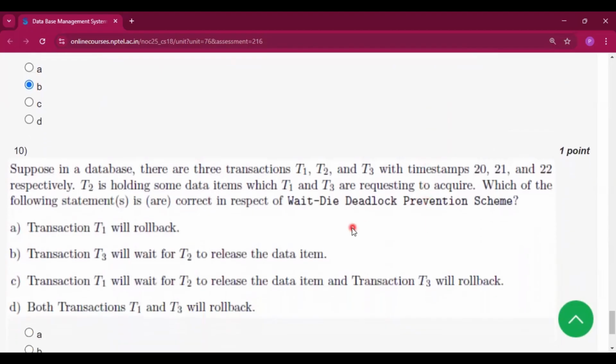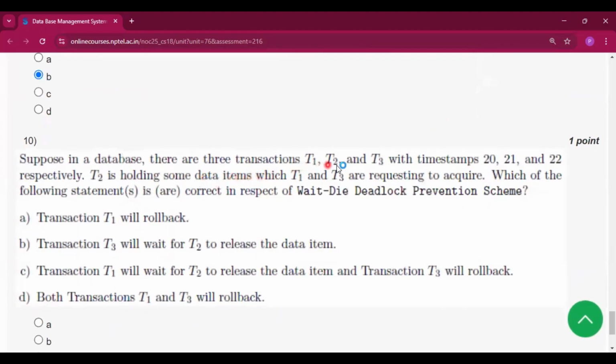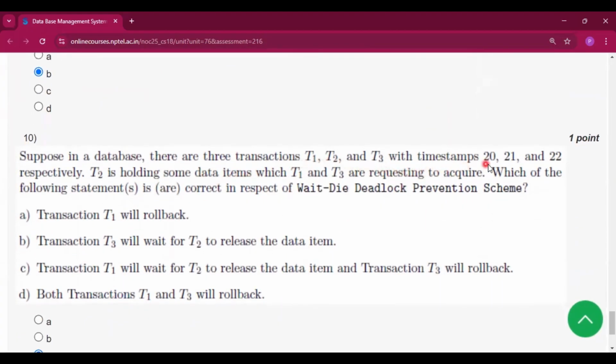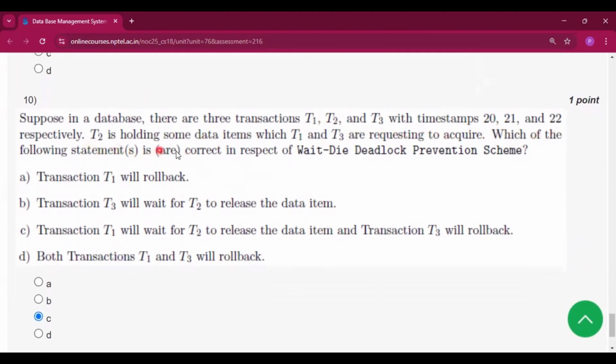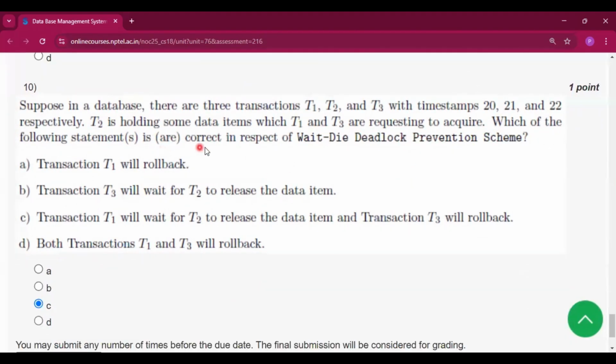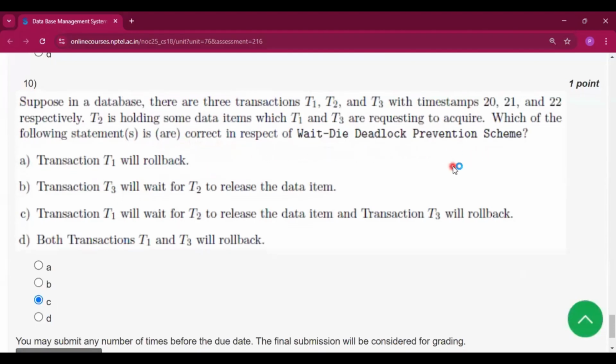Now for question number 10, suppose in a database there are 3 transactions T1, T2, T3 with timestamps 20, 21 and 22 respectively. T2 is holding some data items which T1 and T3 are requesting to acquire. Which of the following statements are correct with respect to the wait-die deadlock prevention scheme? We have to remember that the transaction with the smaller timestamp is the older transaction and the transaction with the greater timestamp is the younger transaction.